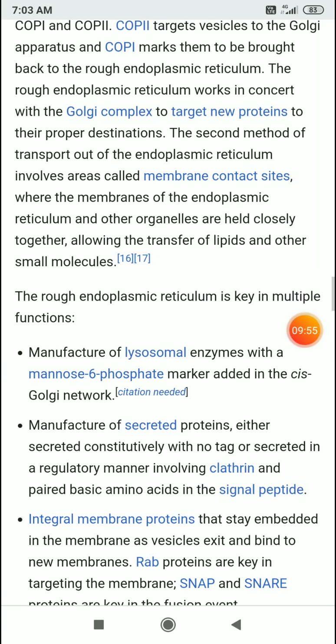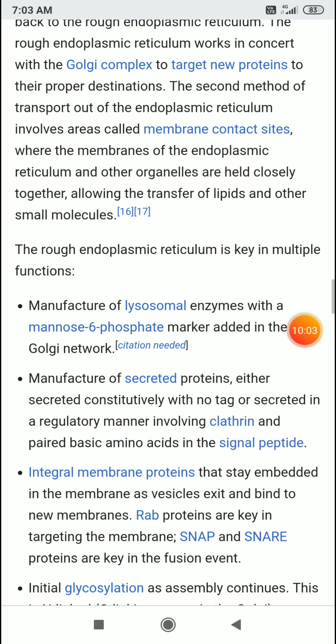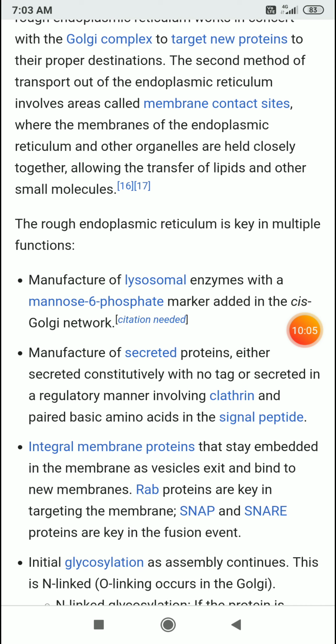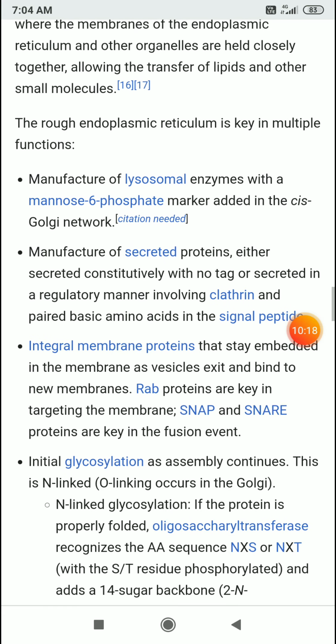Okay. The other organelles are held closely together, allowing the transfer of lipids and other small molecules. The rough endoplasmic reticulum is key in multiple functions. Manufacture of lysosomal enzymes with a mannose 6-phosphate marker added in the cis-Golgi network.